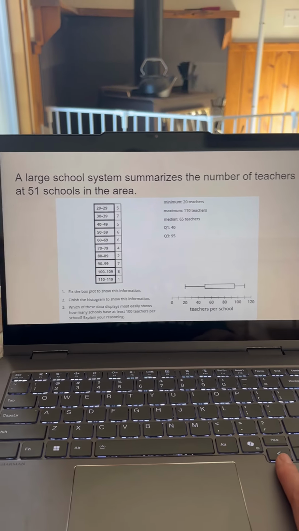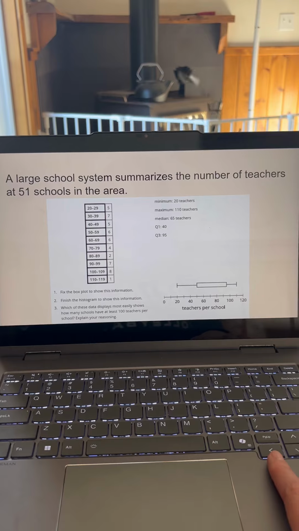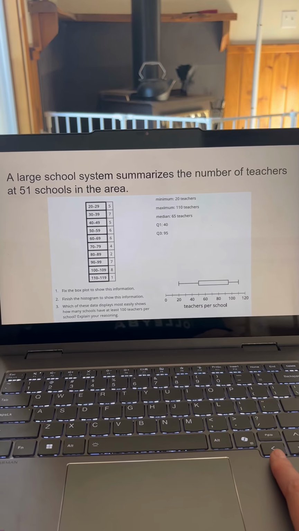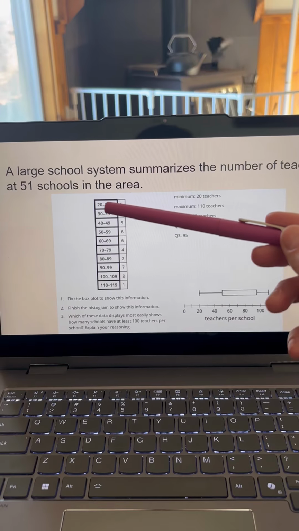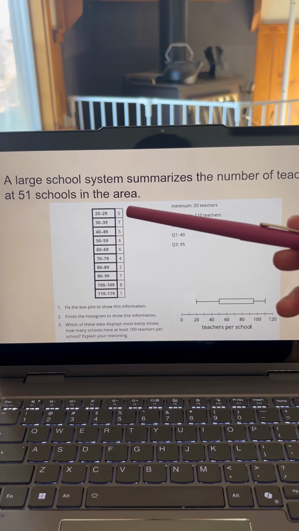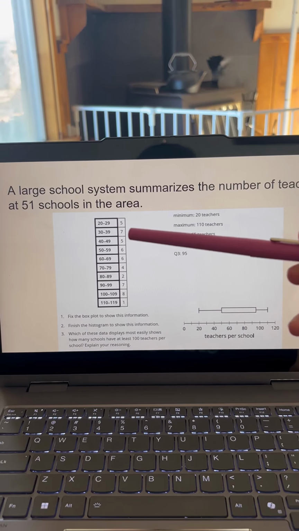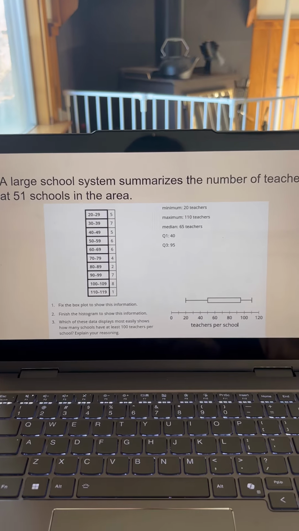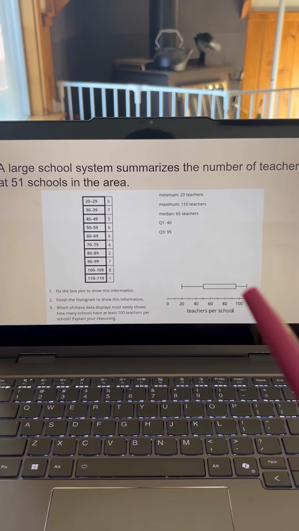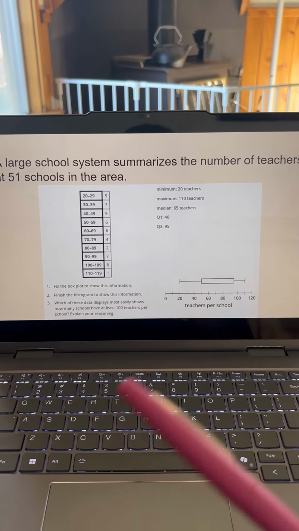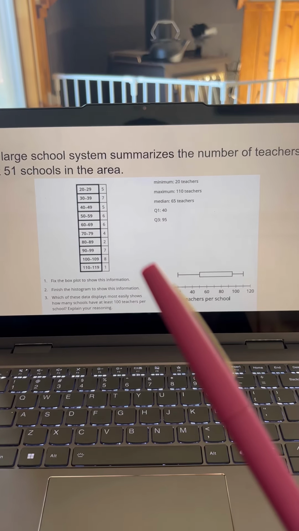And then this example: a large school system summarizes the number of teachers at 51 schools in the area. For example, there are 20 to 29 teachers at 5 different schools. There are 30 to 39 teachers at 7 different schools. And then they had a box plot about it, but there was something that wasn't quite right.